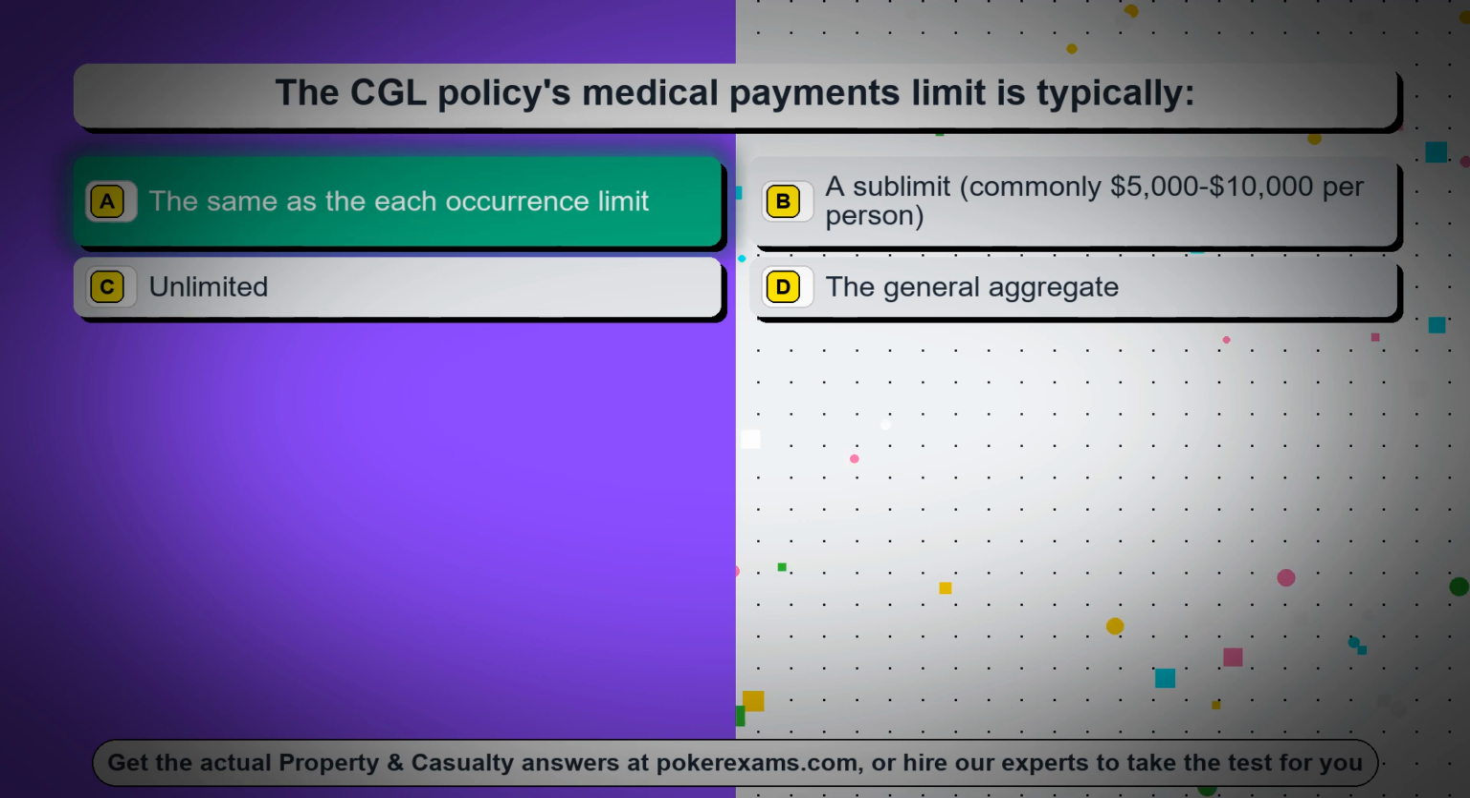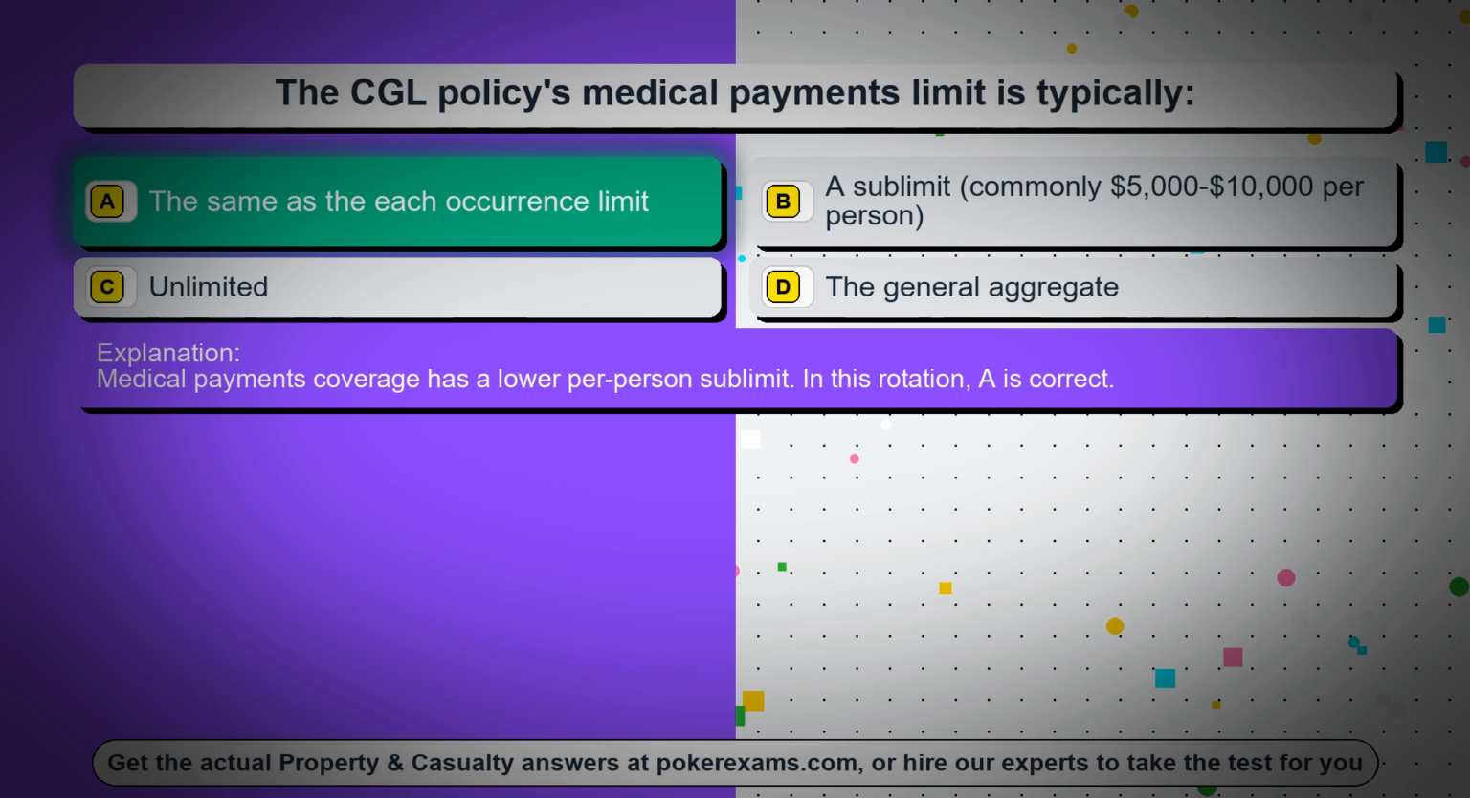The same as the each occurrence limit. Medical payments coverage has a lower per person sublimit. In this rotation, A is correct.